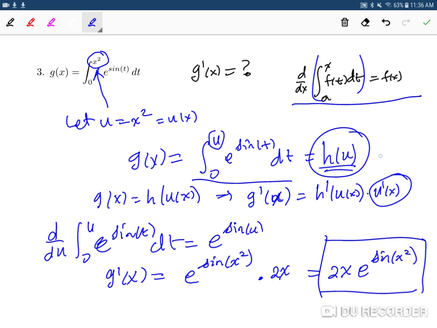The derivative of g is the derivative of h times u prime, h prime of u times u prime. But h prime of u is just putting u in for t. That's what h prime of u is. That's nice, I can do that, and that's what I did here. I just put in u for t. Then multiply it by u prime of x. And that's what I did. So that's the derivative of g at x.